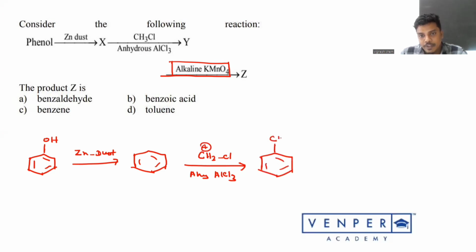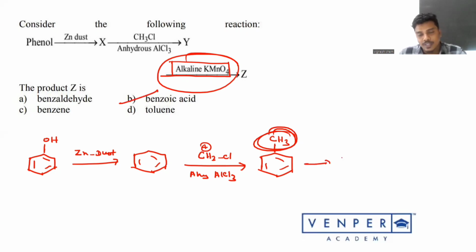Now we know very well, alkyl benzene can undergo oxidation, right? Therefore, this contains a benzylic hydrogen atom. Therefore, this CH3 converts to COOH. What is the answer? The answer is benzoic acid. Option B is correct. The answer is benzoic acid, COOH. Understand? Okay, I go to the next question.